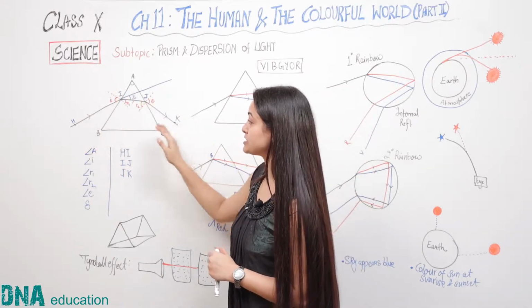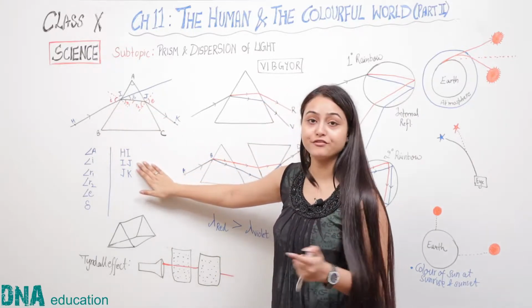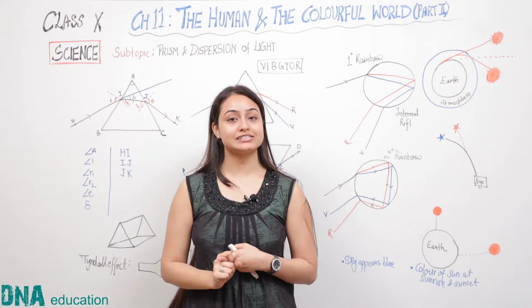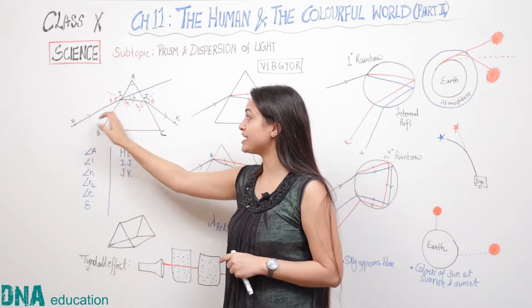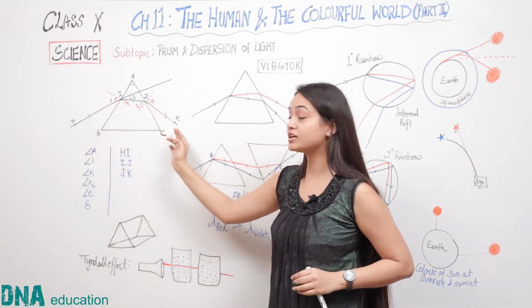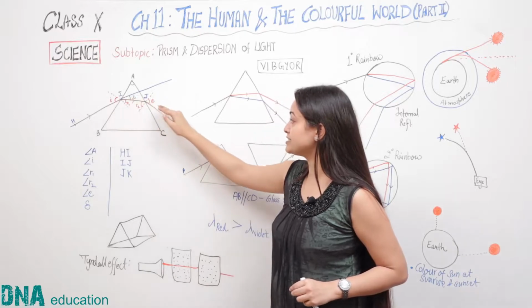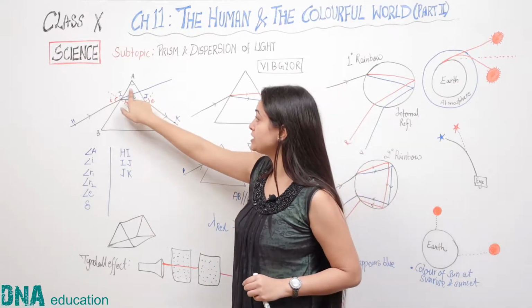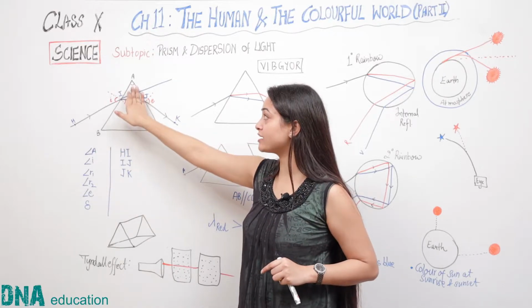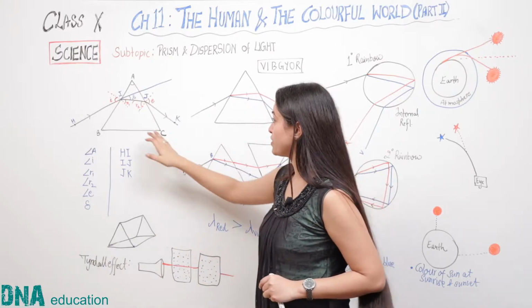In this diagram, it is clear that HI is the incident ray, IJ is the refracted ray and JK is the emergent ray. In the glass slab, we have seen that the incident ray is parallel to the emergent ray. But in case of prism, it is clear that the incident ray is not at all parallel to the emergent ray. Instead, the path of the light is deviated in this way. The angle A here is called the angle of prism. For thin angle of prism, this angle is very small, say 15 degrees or so.